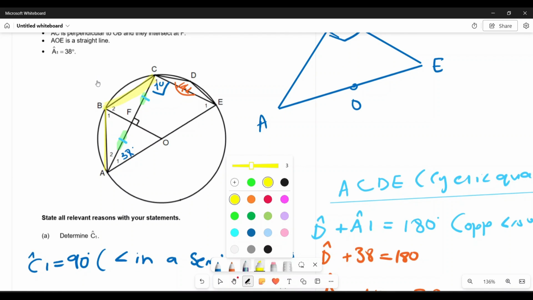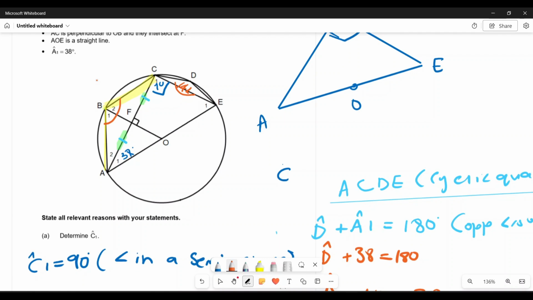Right, so this is the angle that I'm trying to determine, this angle right over here. And how would I go about determining this angle? Angle B. Now, I want you to note something again. Can I use this triangle ABC? Not really, because I don't have any values inside this triangle that I could use. So I won't use this triangle.